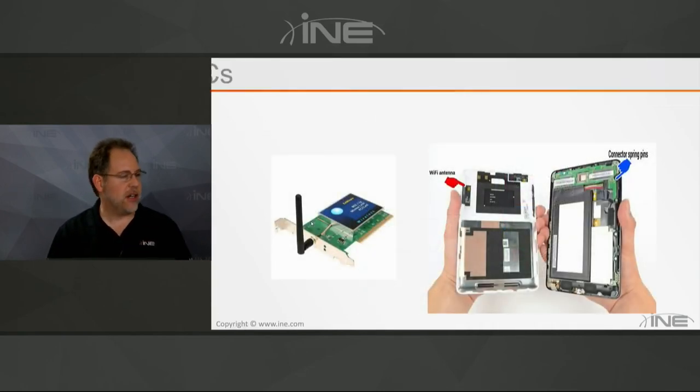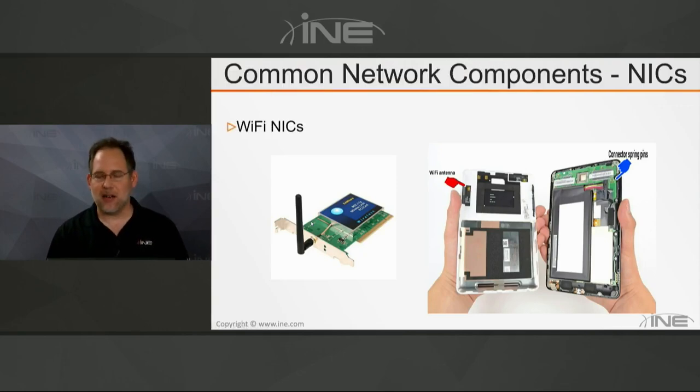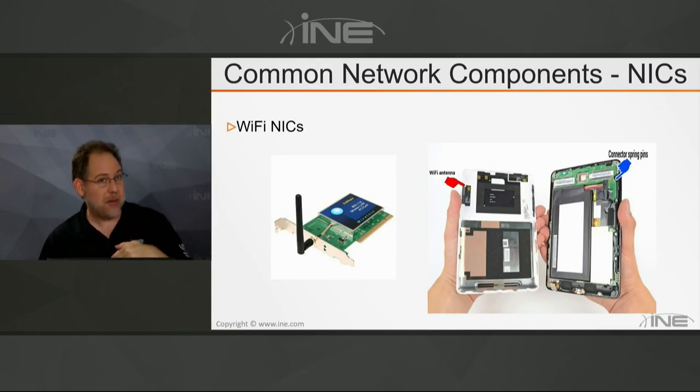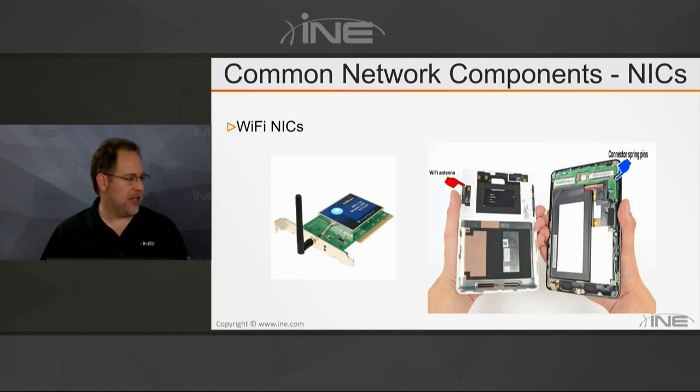We also have network interface cards for connecting to our Wi-Fi networks, right? Wi-Fi also has its own set of rules, its own protocols about when you can transmit wirelessly, when you can't, when you hear something coming wirelessly, how to determine, is that for me? Or is that for somebody else's network interface card? So here's some examples of what network interface cards look like for Wi-Fi.